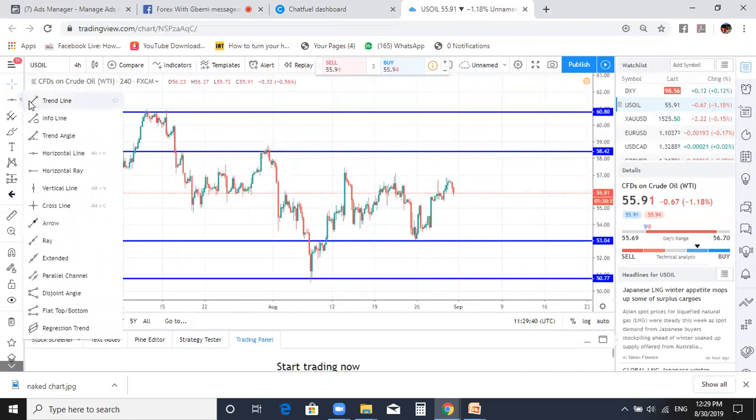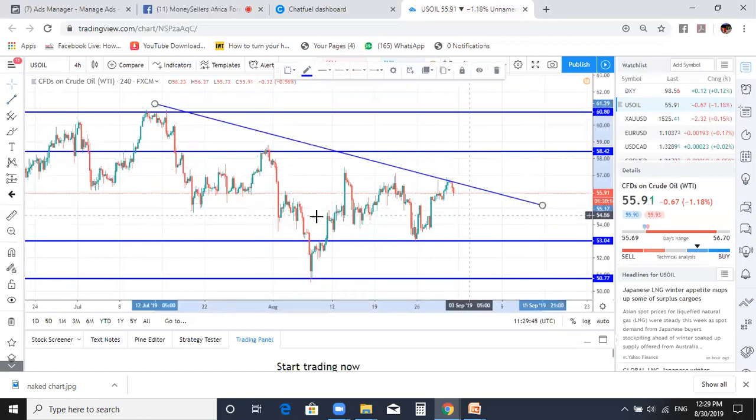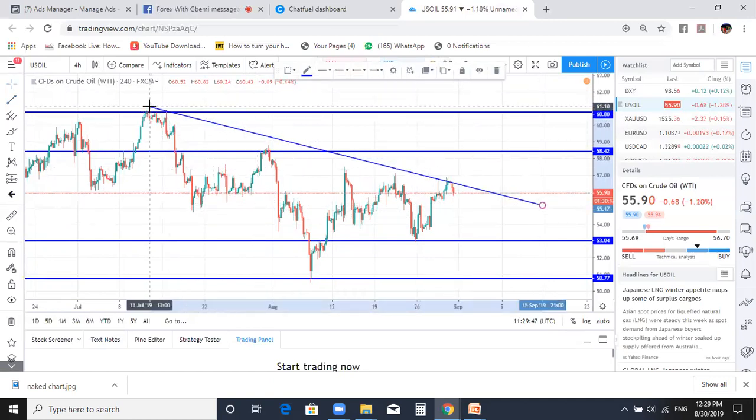So this is what a trend line looks like. You can say, okay, I put a trend line like this. This market is trending down. And what is a downtrend market? A downtrending market is where you see a series of lower highs and lower lows.